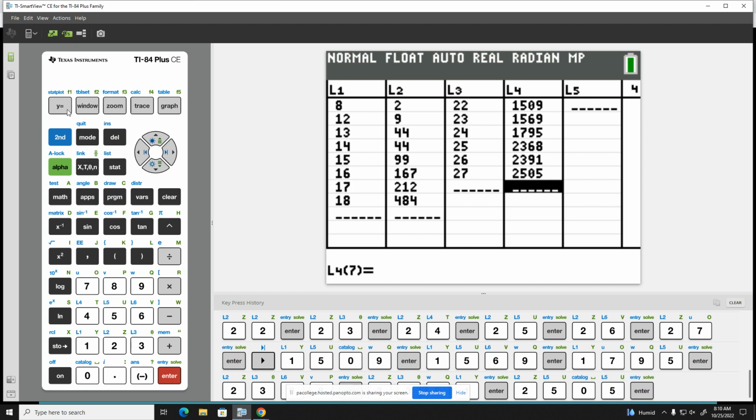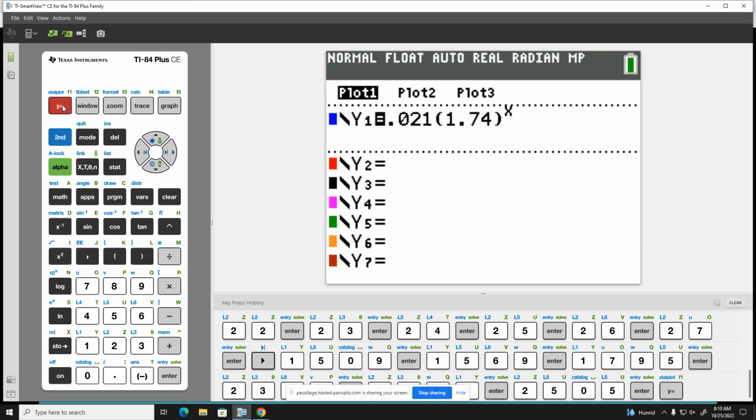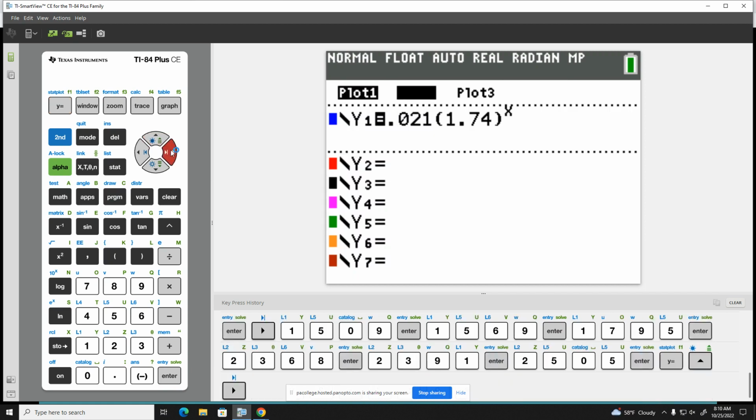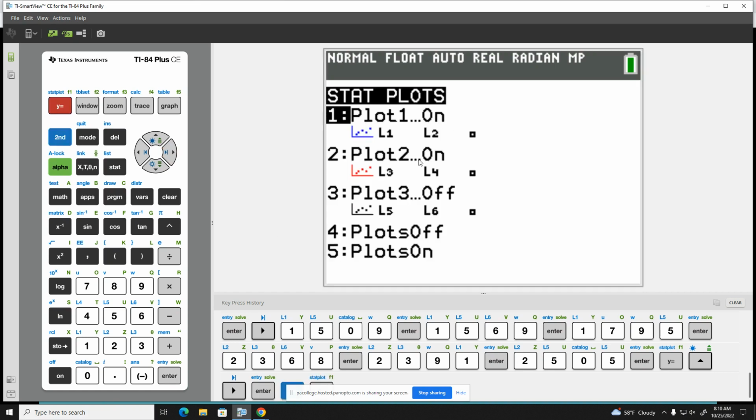So in order to see that data on the graph, I'm going to go into my y equals. I'm going to go up here to plot 2, hit enter, and then I'm going to hit second y equals to check on my stat plots. And I can see here that I do have plot 2 set up to show me list 3 and 4.